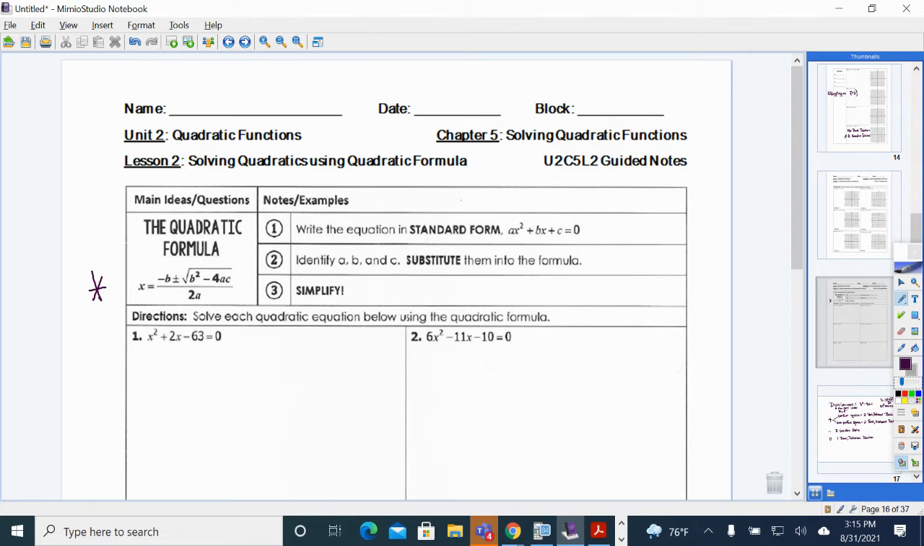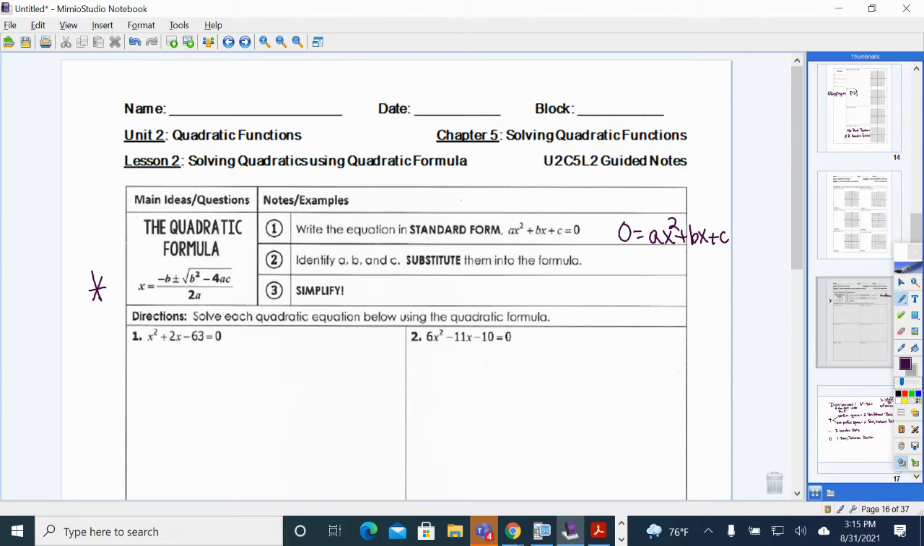Steps here are going to tell you to write the equation in standard form. Standard form for a quadratic is ax squared plus bx plus c is equal to 0. Please keep in mind that if you have the 0 on the left, that's okay too. So it may say 0 is equal to ax squared plus bx plus c.